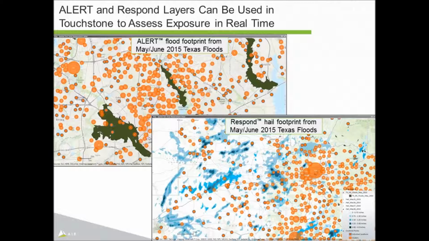For example, here we see material that AIR and Verisk Climate generated for the flood and severe storm events that impacted Texas in late May and early June of this year. The top panel shows flood footprints produced by AIR, and the bottom panel shows hail footprints produced by Verisk Climate via their response service. These tools can be used together to help a carrier understand the full extent of their exposure to a weather event in real time.